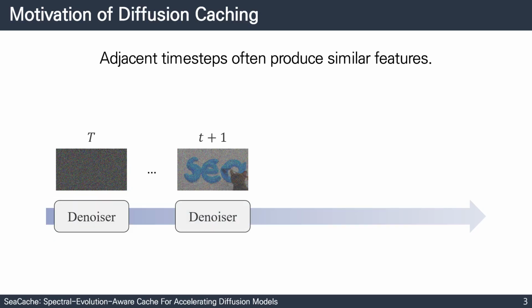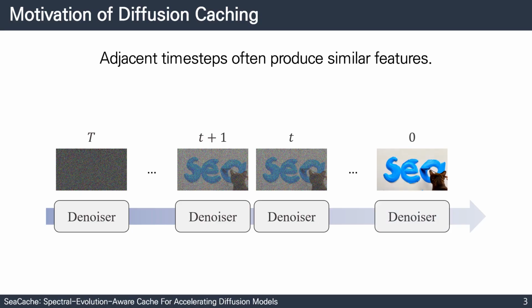To address this issue, diffusion caching exploits the similarity between adjacent time steps. In many cases, feature maps from adjacent time steps are highly similar. So instead of computing all features at every time step, we can reuse the output feature computed at the previous time step. This allows us to skip computation while preserving generation quality.